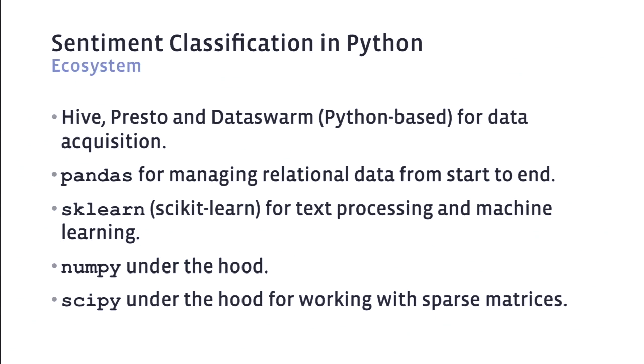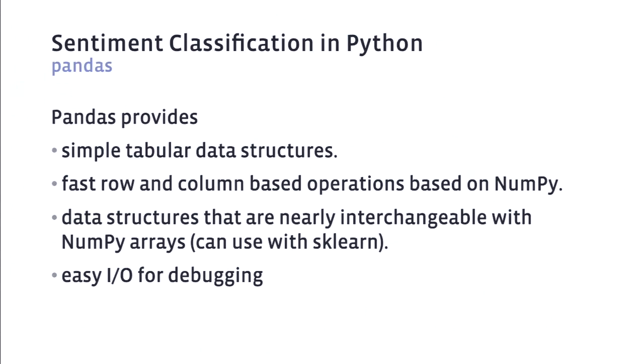Then we use Pandas for managing relational data from start to end. It gives us a nice data frame format, similar to the data frame in R. We use Scikit-learn, of course, for the text processing and machine learning, and we also use NLTK in the early stages. NumPy under the hood, of course. All of these are based on NumPy in some way. And we use SciPy under the hood for working with sparse matrices. Also under the hood in Scikit-learn.